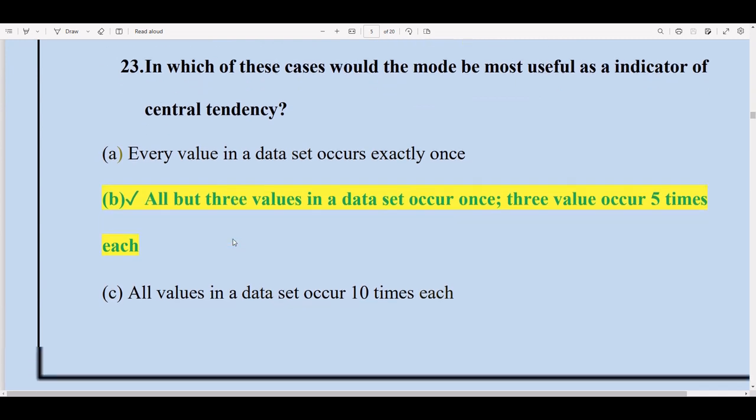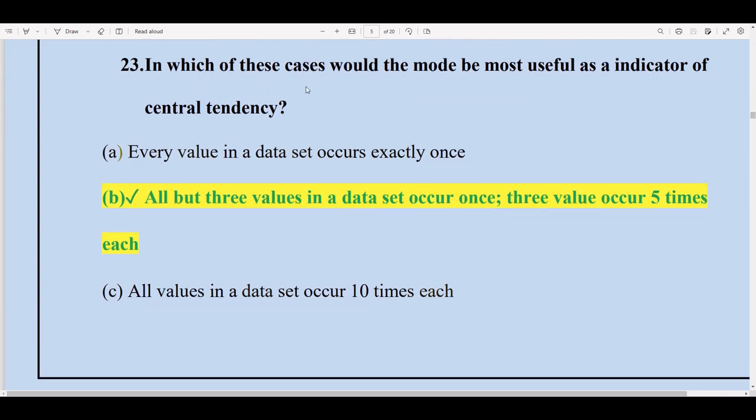None of these. In which of these cases would the mode be most useful as an indicator of central tendency? Three values in a dataset occur once and three values occur five times each.